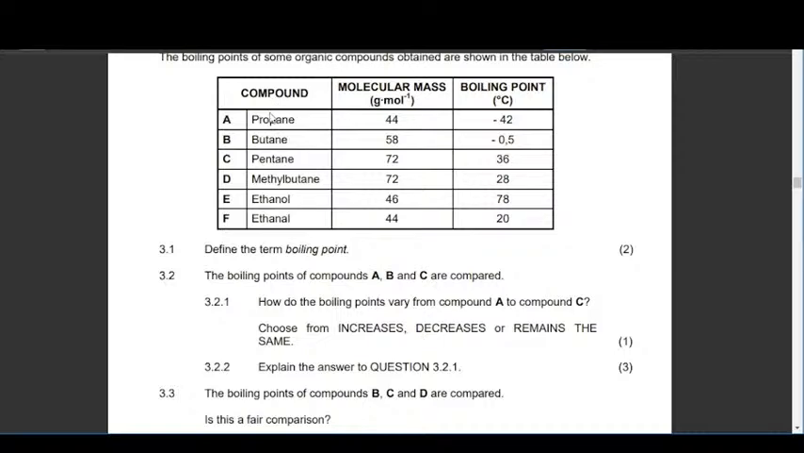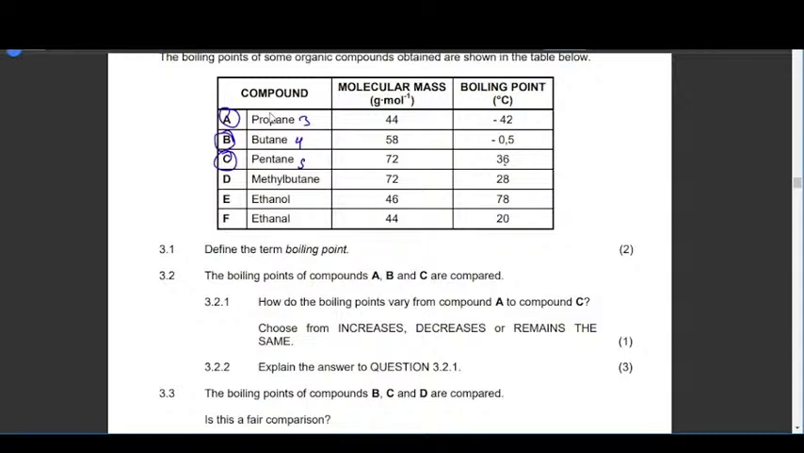Then they're saying that the boiling point of compounds A, B, C are compared. Now they're saying A, B, and C. Check. Propane, butane, pentane. 3, 4, 5. Correct. It means that there's a good comparison there. How do the boiling points vary from A to C? How do they vary? A to B, C. The boiling point is increasing.